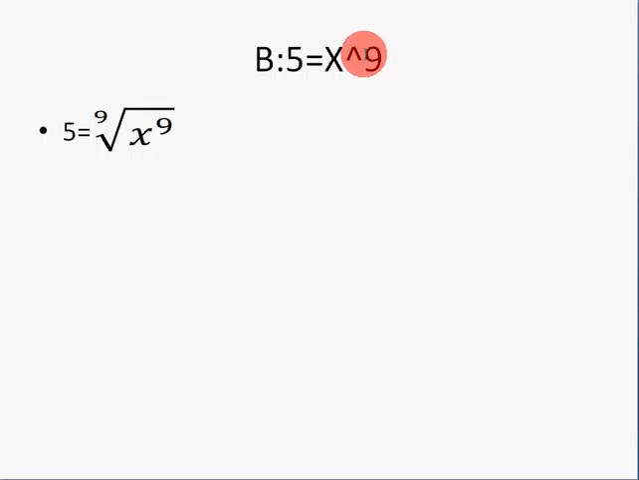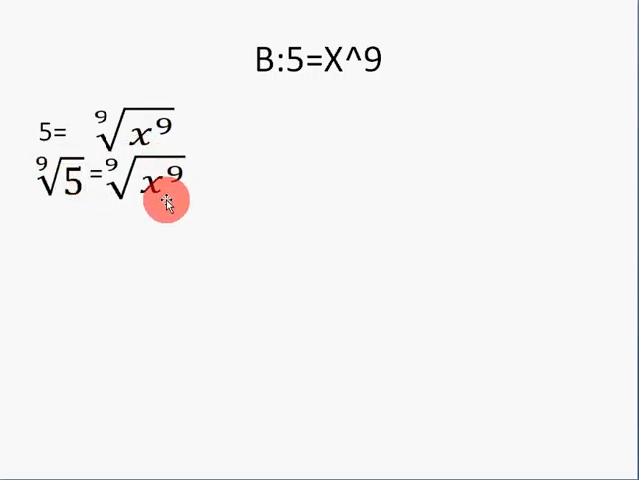Now the equation is 5 is equal to x to the power of 9. What we have to get rid of is the power of 9 right here. To do that, you have to ninth root it, and what you do to one side, you have to do to the other. So you have to do the ninth root of 5 equal to the ninth root of x to the power of 9, so the ninth root of 5 is what is equal to x.